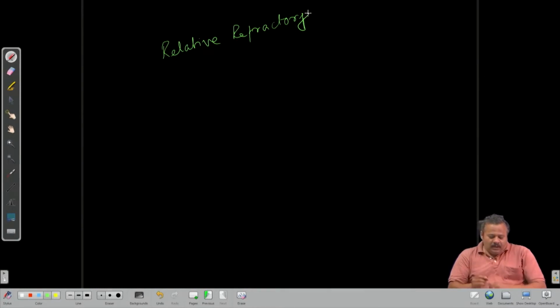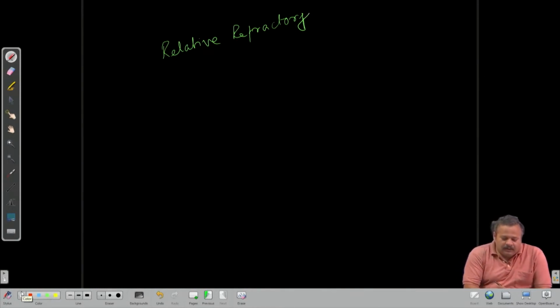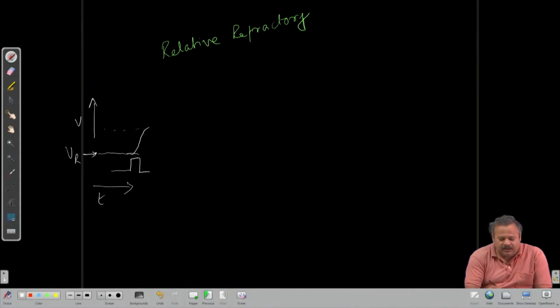So, if we consider this as the voltage axis and this as the time axis, and let us say this is our V rest. At this point we have the voltage here. Now let us say we have some current injection at this time point, and let us say that it goes up, it crosses threshold, there is an action potential created that goes back down, and then gradually it goes back up to our V rest again.